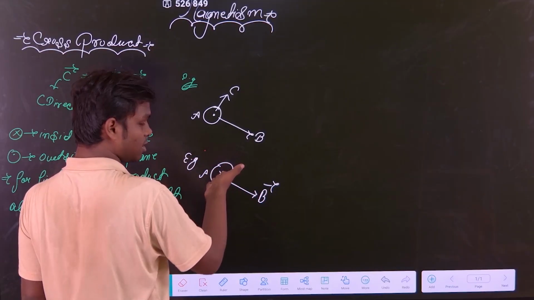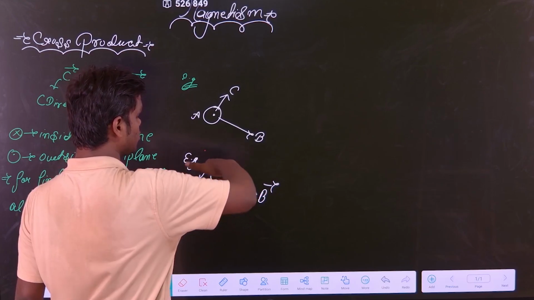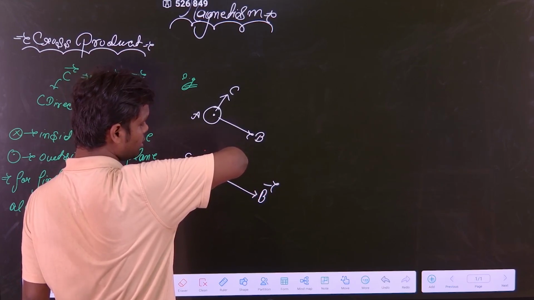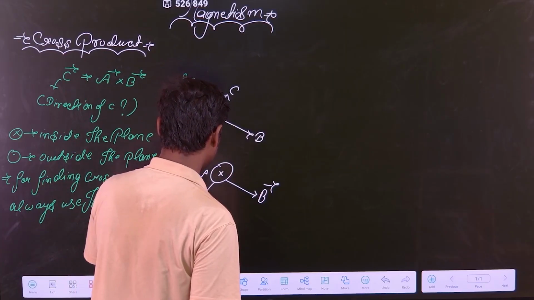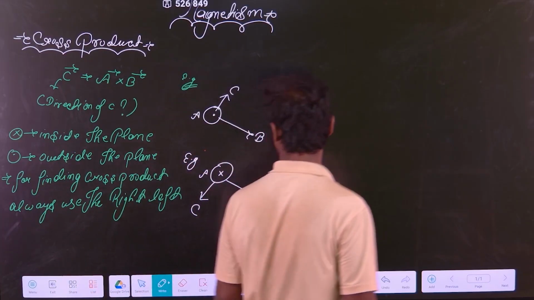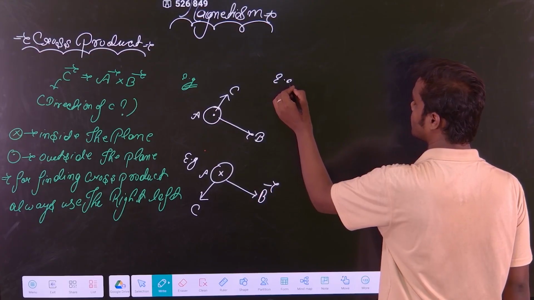Okay. A vector is this. You have to curl in the direction of B. So rotate like this. Okay. Curl in the direction of B. You are getting the thumb in this direction. So this is my direction of C. Simple.